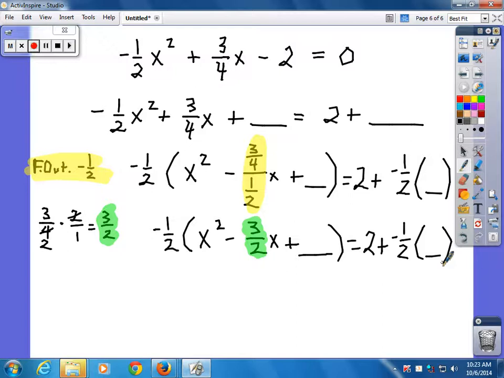Whatever we factor out, we put over here. Whatever you factor out here always goes on the right hand side.